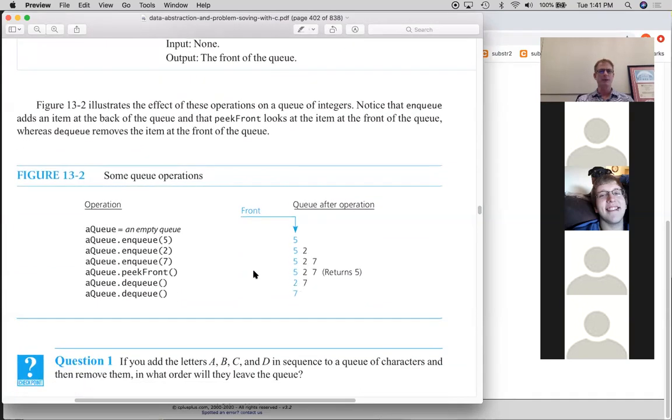Here's an example. If we put in a 5, now we put in a 2, it's going to look like this. So 5 is at the front, 2 is at the back. Then we put in a 7, so we've got 5, 2, 7. Then if we say peek front, that's going to give us the 5, but it doesn't change the queue. Then if we call DQ, that's going to take the 5 out of the queue, so we're left with just 2 and 7, with 2 at the front. If we DQ again, that's going to take the 2 out of the queue and leave us with just a 7 in the queue. Any questions so far?